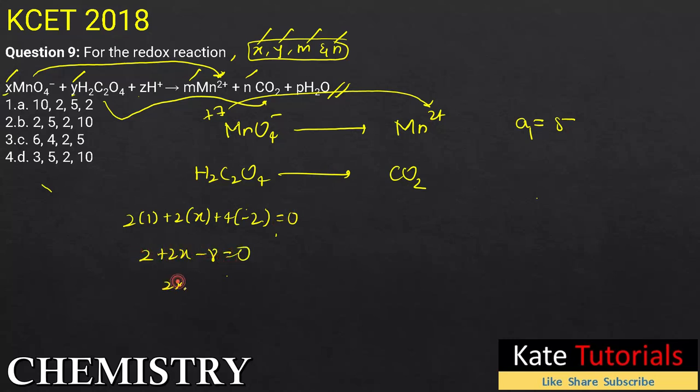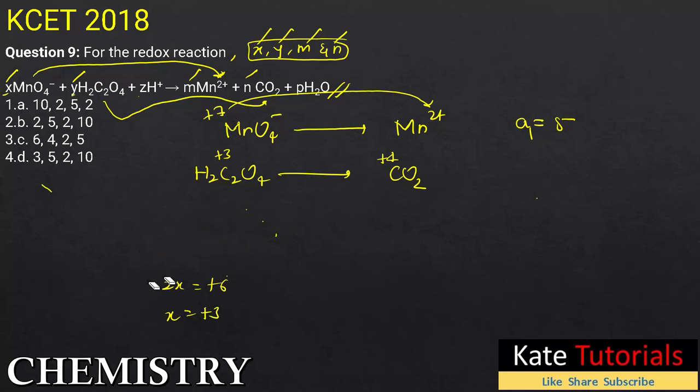So 2x minus 6 is equal to 0, so 2x is +6, and x is equal to +3. So the oxidation state of carbon here is +3, whereas in carbon dioxide it will be +4. You can calculate it by yourself, right? 2 oxygens, 2 times -2 is -4. If it goes there, it becomes +4.